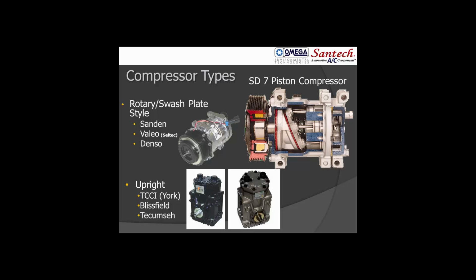On the Sandens, those are typically a 7-cylinder compressor, an SD7. They have small little pistons, connecting rods. Those are connected to that angled plate, so as the compressor turns, it pushes the pistons back and forth, and that's what generates the compression on the refrigerant.